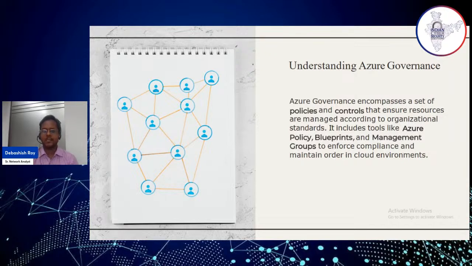It includes tools like Azure Policy, Blueprints, and management groups also. Like Azure Policy, like that role-based access control, RBAC. And you have something that is blueprints and management groups. Together, all these things make up Azure governance and Azure Policy, which you use to enforce compliance and maintain order in cloud environments.